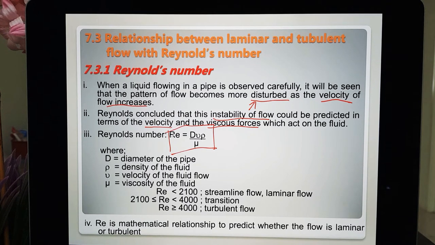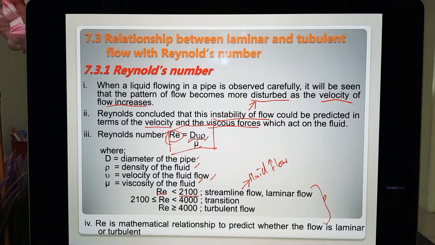So the equation for Reynolds number is Reynolds equals to DV rho over mu, whereby D stands for diameter, V is the velocity, rho is the density of the fluid, followed by mu, the viscosity of the fluid. So you need to know the value of the Reynolds number. If when you calculate the Reynolds number it gives you an answer of less than 2100, that means the flow of the fluid is streamlined or laminar flow.